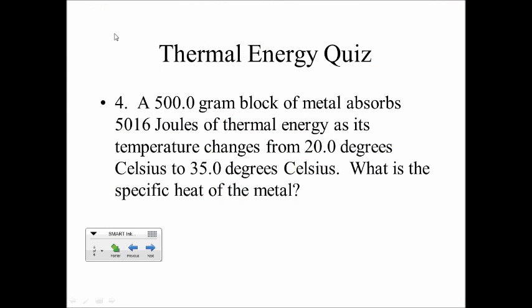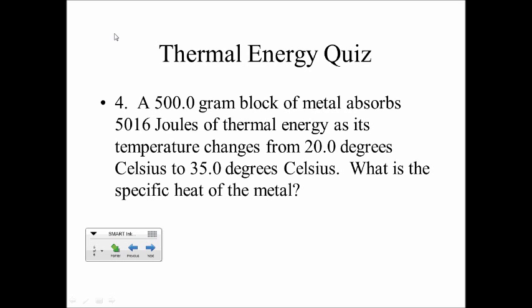All right, so this should be a pretty straightforward problem right here. We've got a 500 gram block of metal. It doesn't tell you what metal it is. It absorbs 5,016 joules of thermal energy, heat, as its temperature changes from 20 to 35 degrees Celsius. We want to calculate the specific heat.